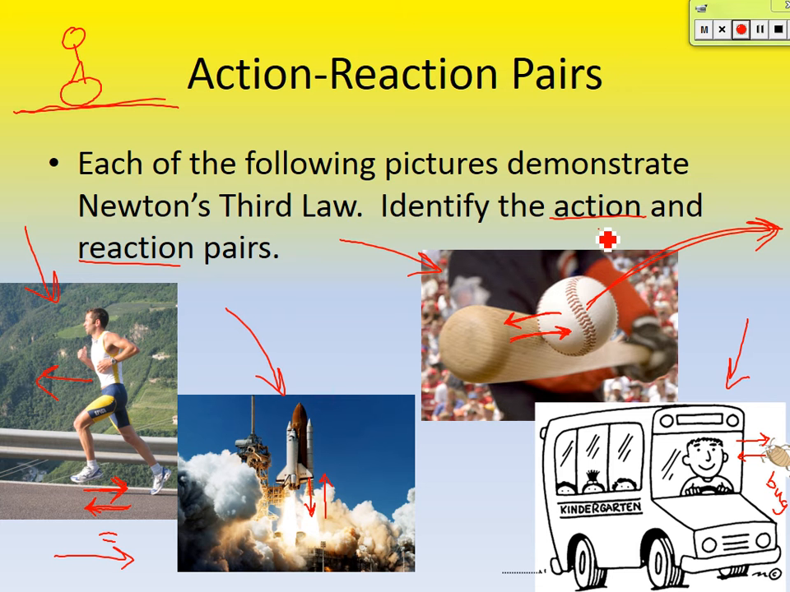Now, which one is going to change acceleration more? The bug. Why? It has way less mass than a bus. And so the bug is going to feel the same force, but it changes its motion a lot more than the bus will because its mass is way less. Okay, so anyway, just a good practice there, identifying the action and reaction pairs. Remember, forces always occur in pairs. There's always pairs.